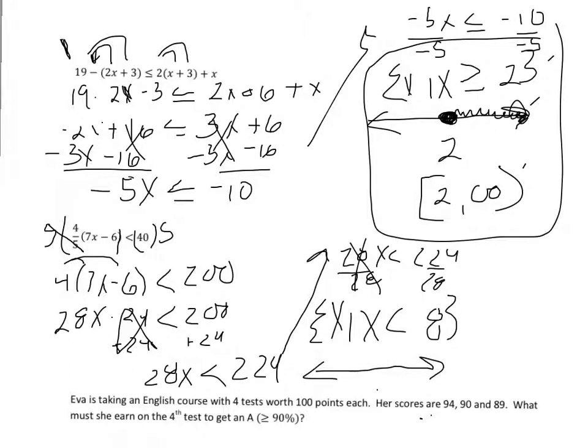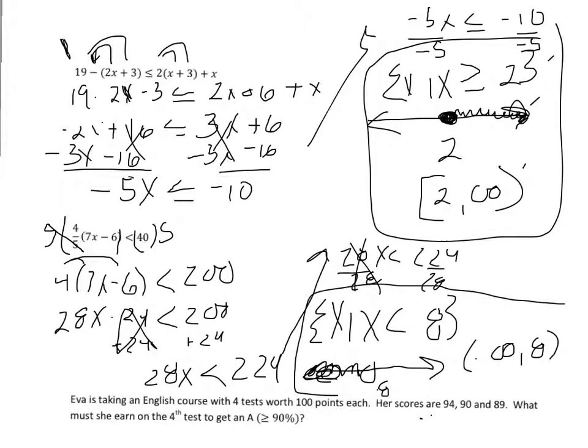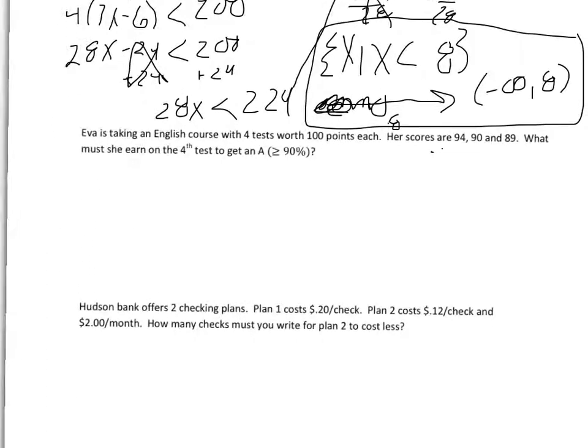Graphing this. So the point of interest is at 8. We have an open circle because we're not including that. Because x is less than that, we're shading to the left. So the interval would be negative infinity to 8. So once again, the 3 different versions of the solution set: set builder, graphic, and interval.